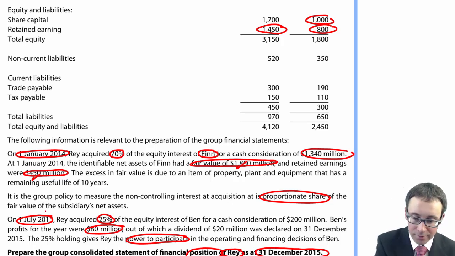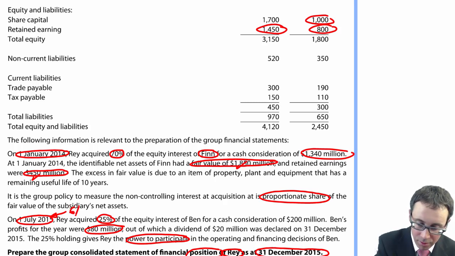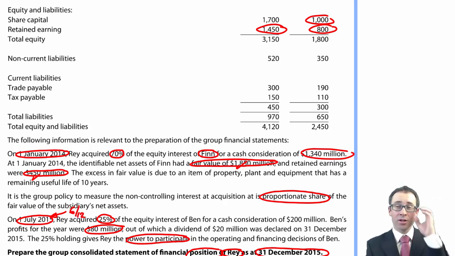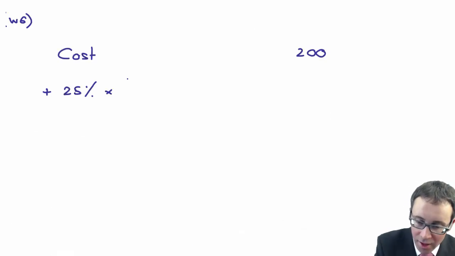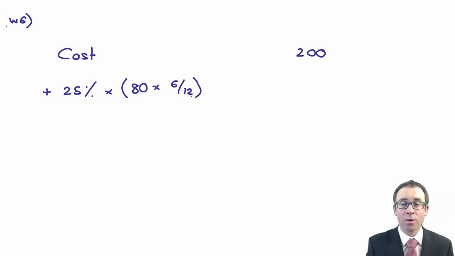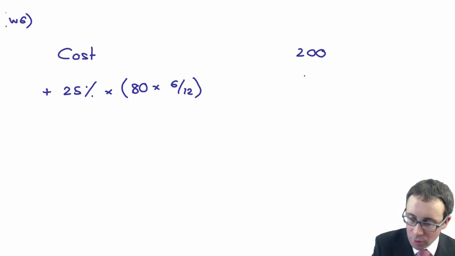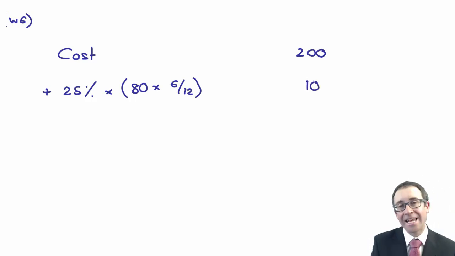But be careful. Yeah, 1st July. So we've only had the associate July, August, September, October, November, December. 6 months. So that's where you need to be careful. 25% of 80 multiplied by 6/12. So 80 times 6 divided by 12, 40. I could do it in my head, but just to make sure I don't make any daft mistakes. And 25% of 40 is 10.